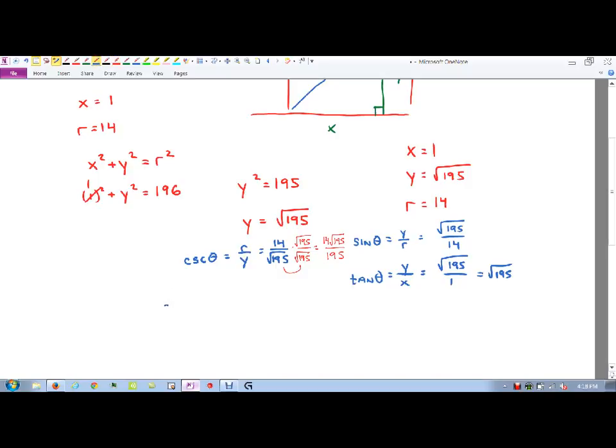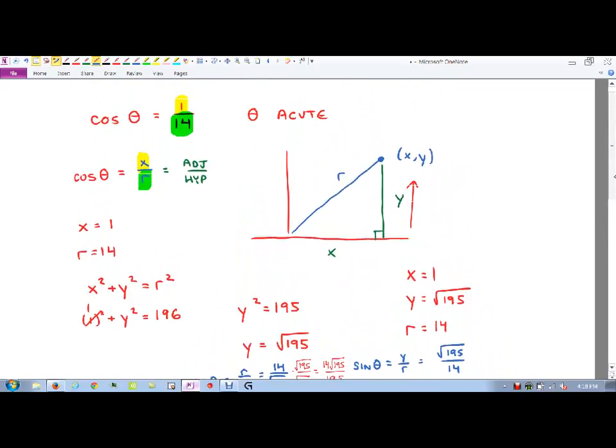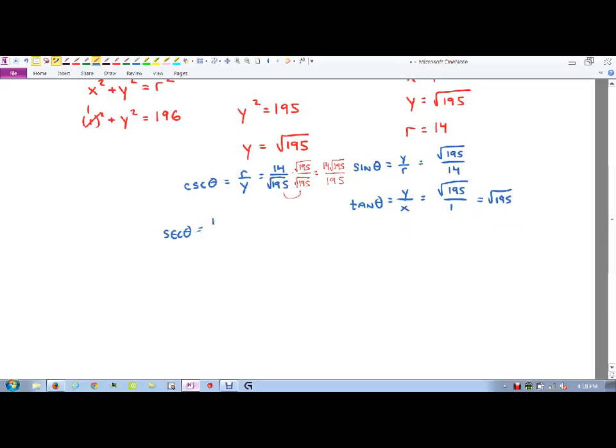Then to get secant theta, we do the reciprocal of cosine. Now cosine, remember up here, was given to us to be 1 over 14. So we just flip that over, 14 over 1, which is just 14. And then last, cotangent theta, which is the reciprocal of tangent. So it's X over Y instead of Y over X. That's 1 over root 195. Again, rationalizing the denominator, root 195 on top and bottom, which gives us root 195 over 195.